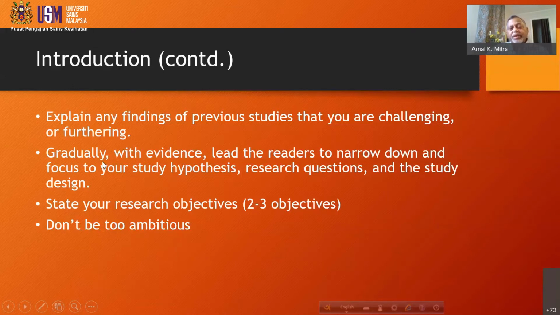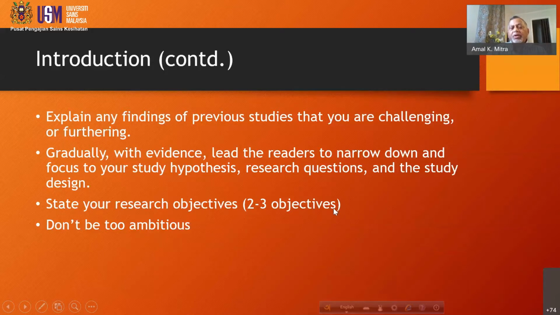So your focus would be why you are doing this study. What has been done so far? Where is the gap? Based on that, you can narrow down your focus and say, this is my research question. And then you say what are your objectives? Usually, I use 2 to 3 objectives.